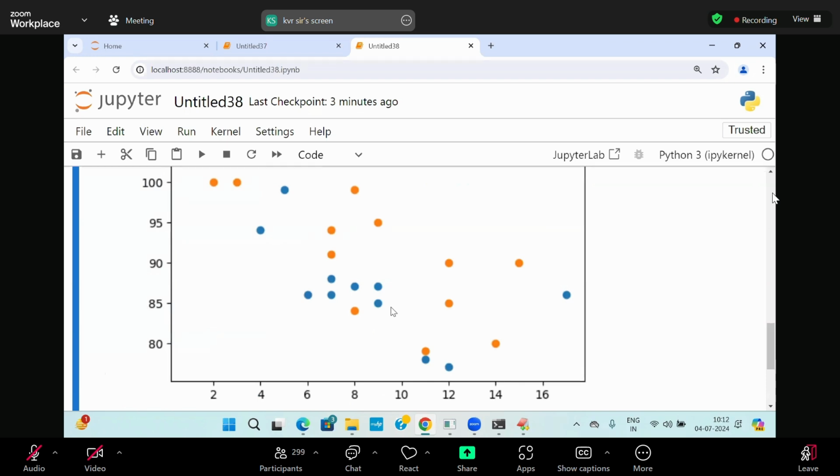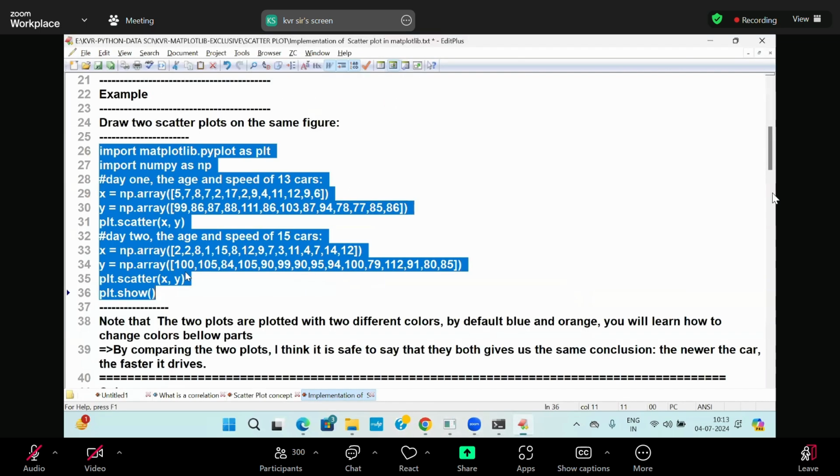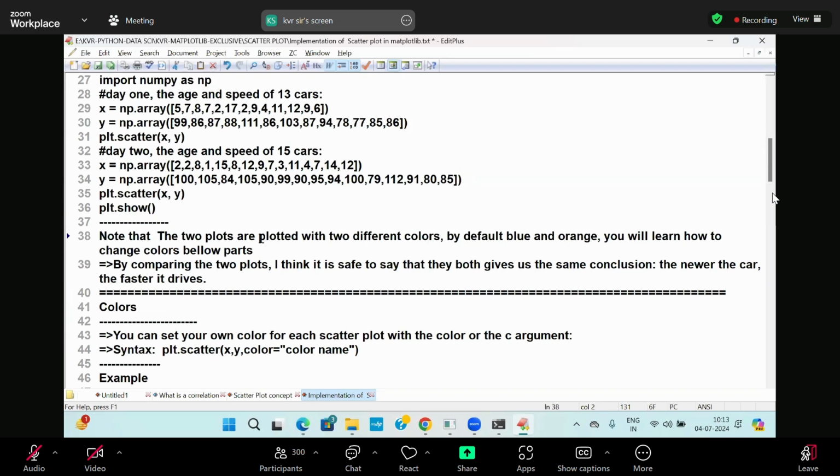Yes or no? The car is younger, the speed is fast. What is the relationship? A younger car goes faster, an older car goes slower. If you take younger and more, this one is positive. And the older the car, the speed is getting less. That is called what? Negative correlation. Did you understand that? Let us go to the observation here. Note that two plots were plotted with two different colors. By default, blue and what? Orange. You will learn how to change the colors in the later parts.